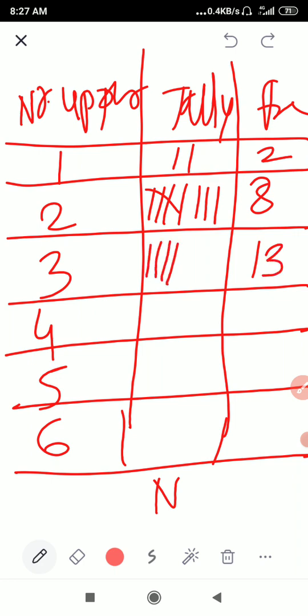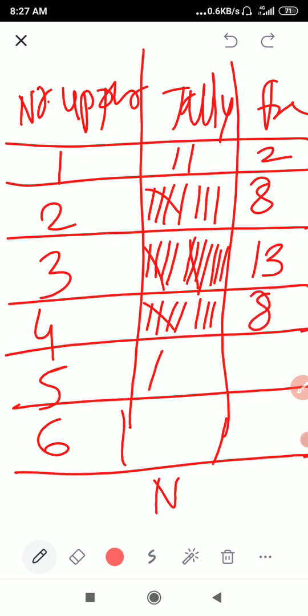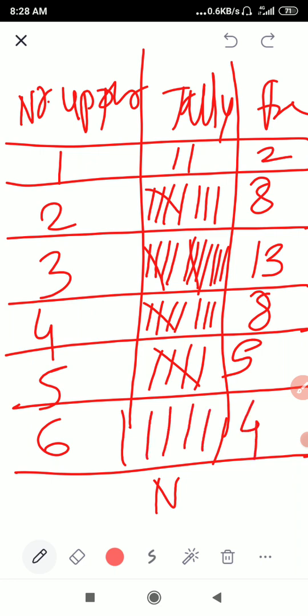1 2 3 4 5, 1 2 3 4 5, and 1 2 3. And if it is fours, that is 8, 1 2 3 4 5 6 7 8. So it is 8, and 5 it is 5 only, children, and 6 it is 4. So add this, you will get n is equal to 40. So while doing this, you have to see in your textbook. Now the next one, the fourth one.